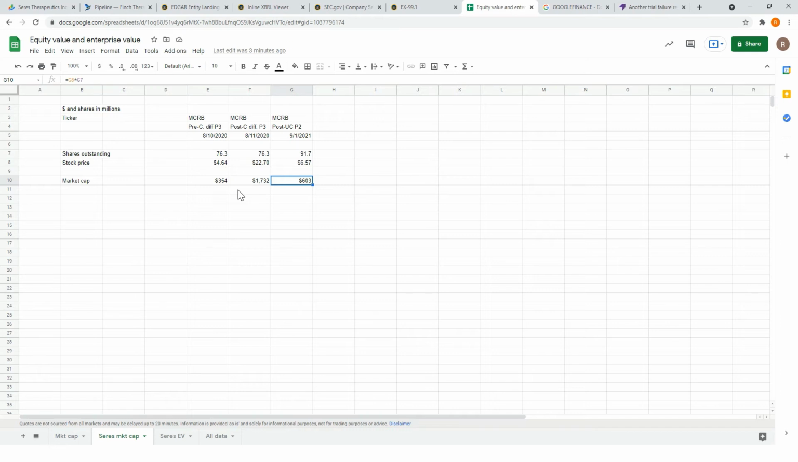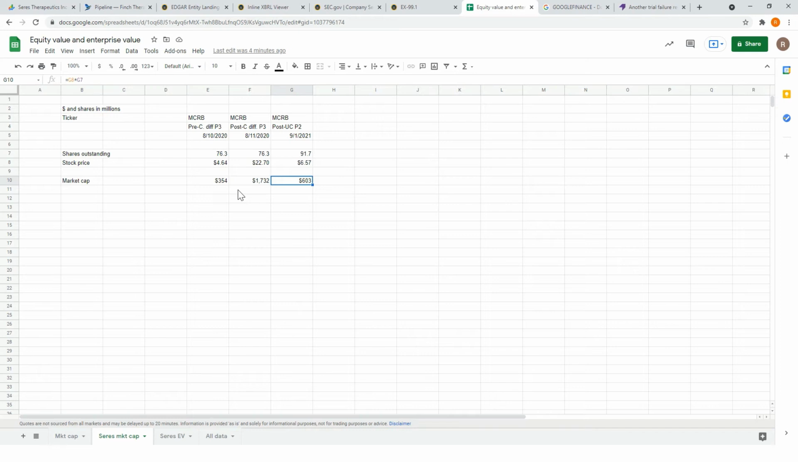So market cap, or equity value, includes equity holders' claim on all assets of the company. And cash is an asset. So if Series had $600 million cash in the bank at this point, and their market cap was $600 million, that would actually imply that the value of the underlying business was nothing, right? The investors value the company at the value of its cash.